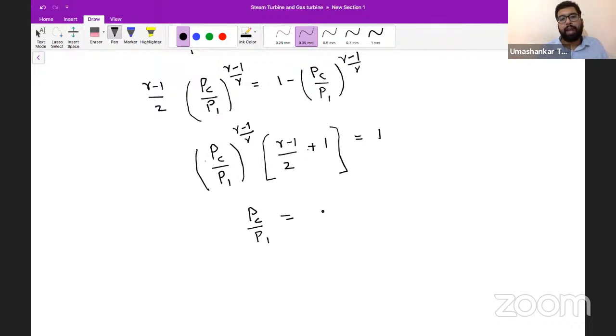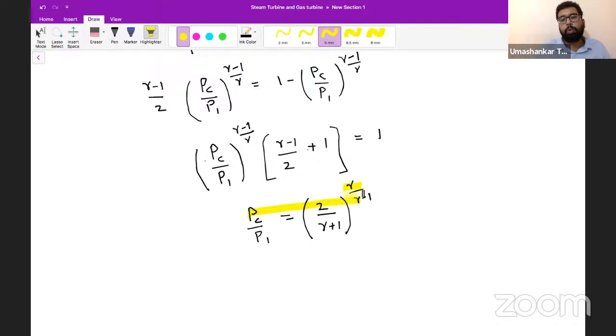So from here we can write Pc by P1 to the power gamma minus 1 upon gamma. If we do it, it will be equal to gamma plus 1 by 2. So if I send it there, it will be 2 upon gamma plus 1, to the power gamma upon gamma minus 1. So this relation is very, very important. I have shown how you develop this relation. So gamma upon gamma minus 1 we can write. I told you how we have developed this equation.